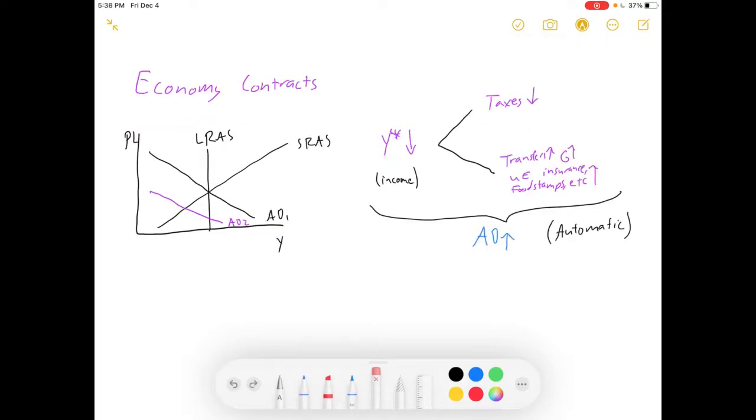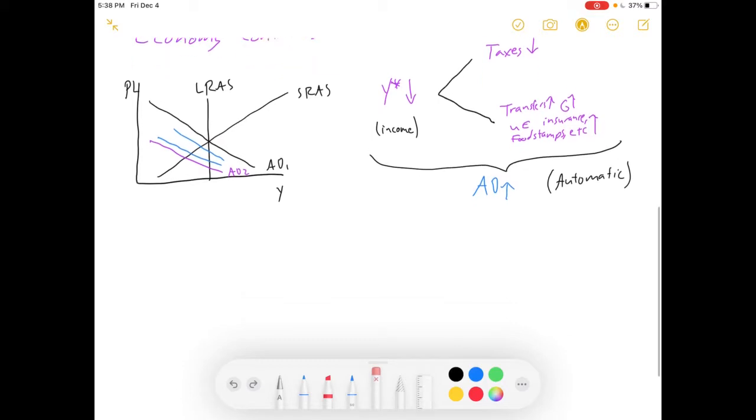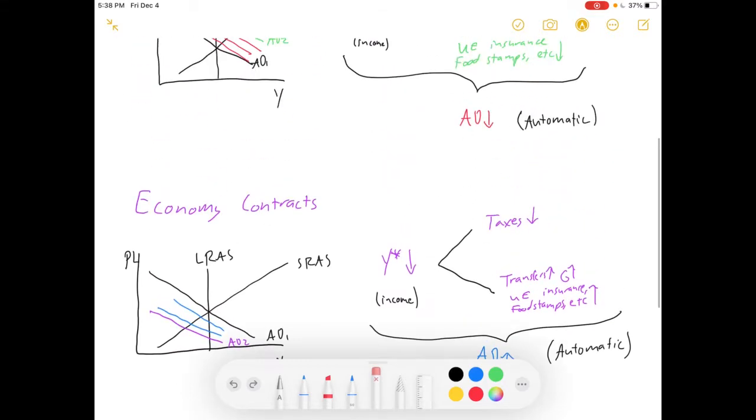As a result, aggregate demand rises. So it goes up. Maybe not all the way, but somewhere in there. Doesn't really matter. The point is that it increases aggregate demand automatically. And who knows, maybe we'll even get really lucky and go all the way to equilibrium. But in any case, it reduces the swing of the business cycle. It stabilizes the economy automatically.